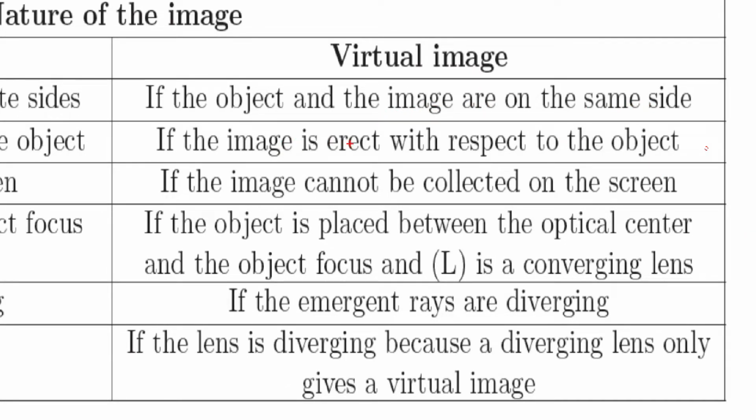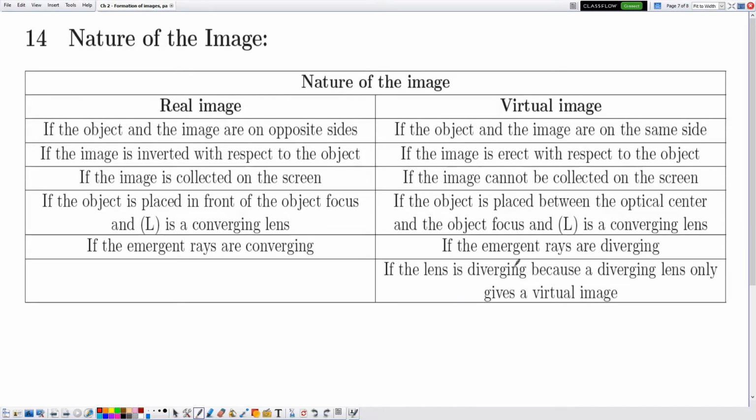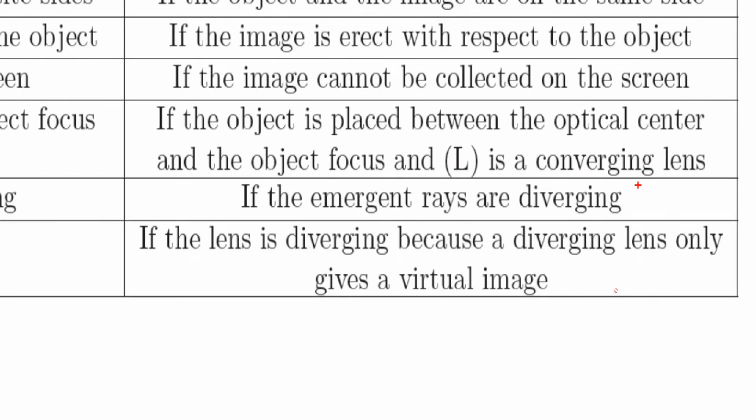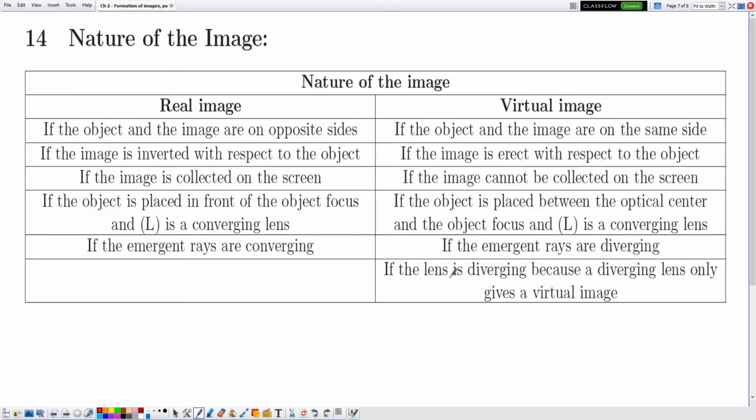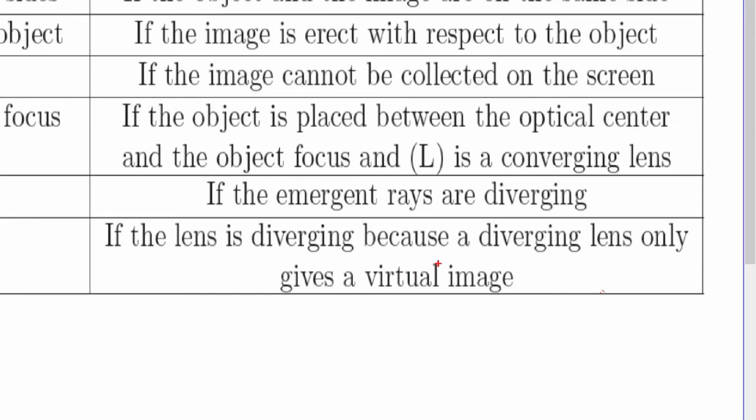Now in the case of the virtual image, if the object and the image are on the same side, if the image is erect, if it cannot be collected on the screen, if the object is placed between the optical center and the object focus, and the lens we are using is a converging lens, if the emergent rays are diverging, they don't intersect behind the lens, therefore we need to prolongate them backward, and in this case the image will be virtual. And if the lens that we are using is a diverging lens, because we know that a diverging lens gives a virtual image.